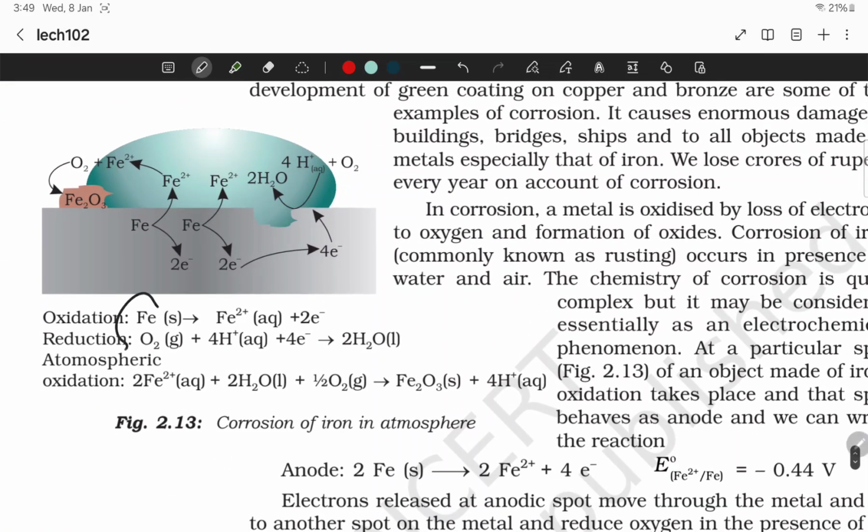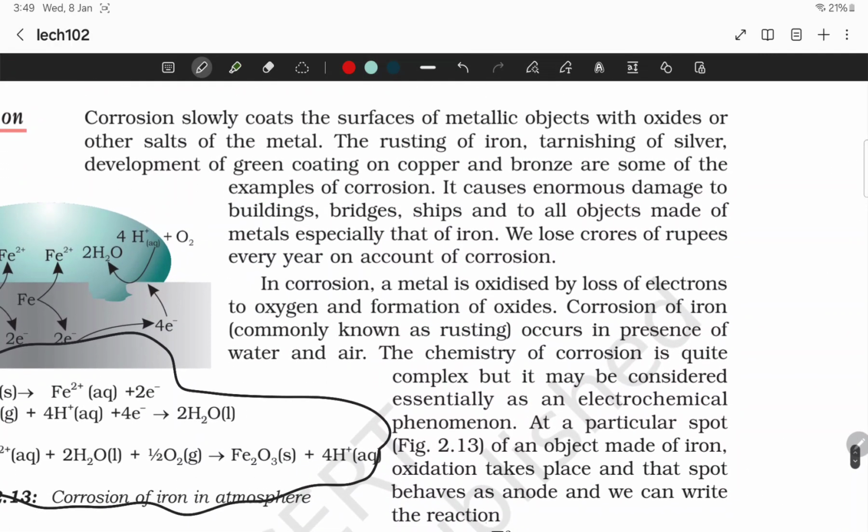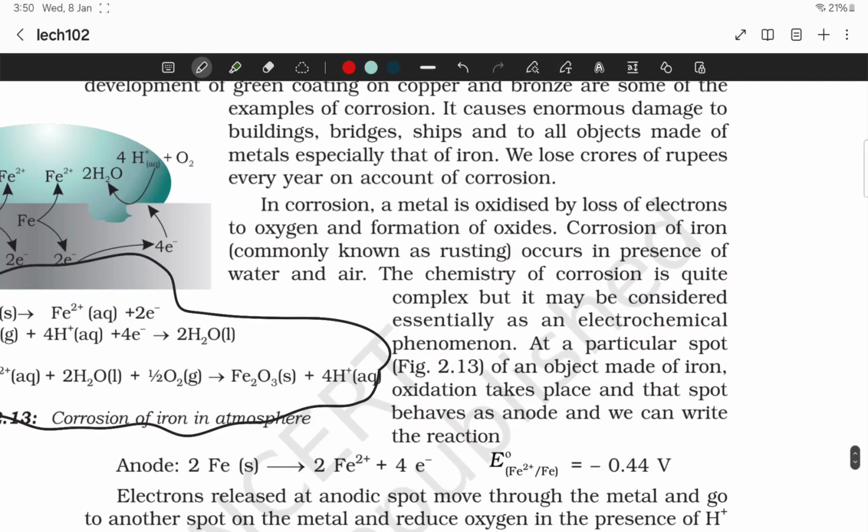That is oxidation. Just read through this paragraph once. We'll read now itself. Corrosion slowly coats the surface of metallic objects with oxides or other salts of metal. The rusting of iron, tarnishing of silver, development of green coating on copper, and bronze are some examples of corrosion. It causes enormous damage to buildings, bridges, ships, and all objects made of metals, especially iron. We lose crores of rupees every year on account of corrosion.